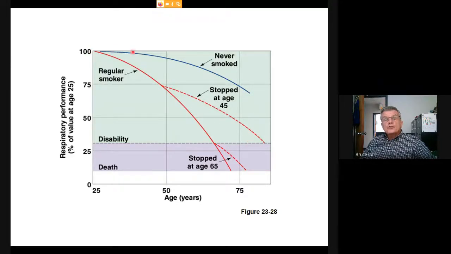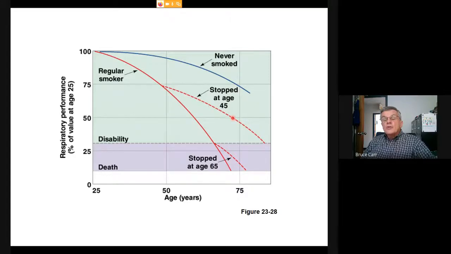Now, if you look at the slope of that never smoked line, and you look at the slope of the line of the regular smoker, see how much more quickly it dips. If you stop smoking, you stop declining on the solid line slope, and you basically decline on a slower slope. So this dotted line at the top stopped at age 45 and basically didn't reach disability until maybe, what would that be, 90? So stopping smoking is a good thing, but notice it's still declining.